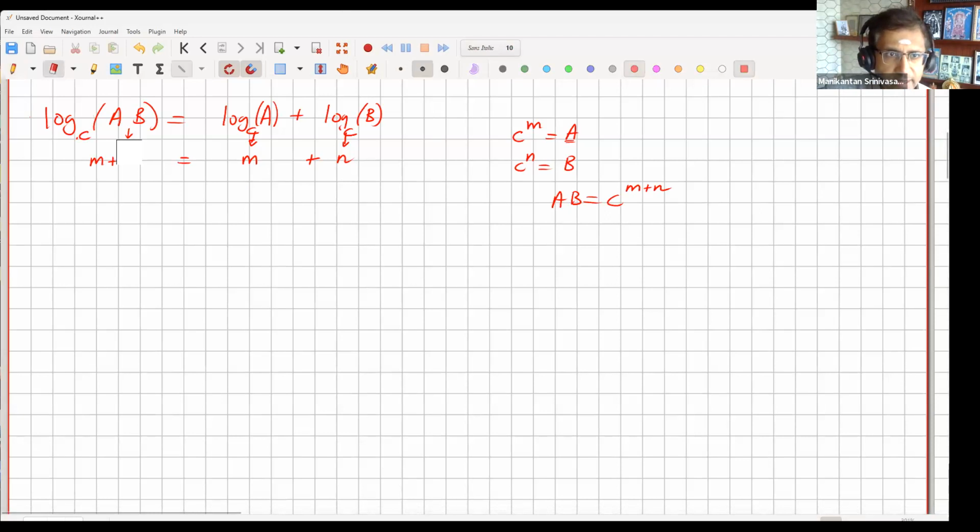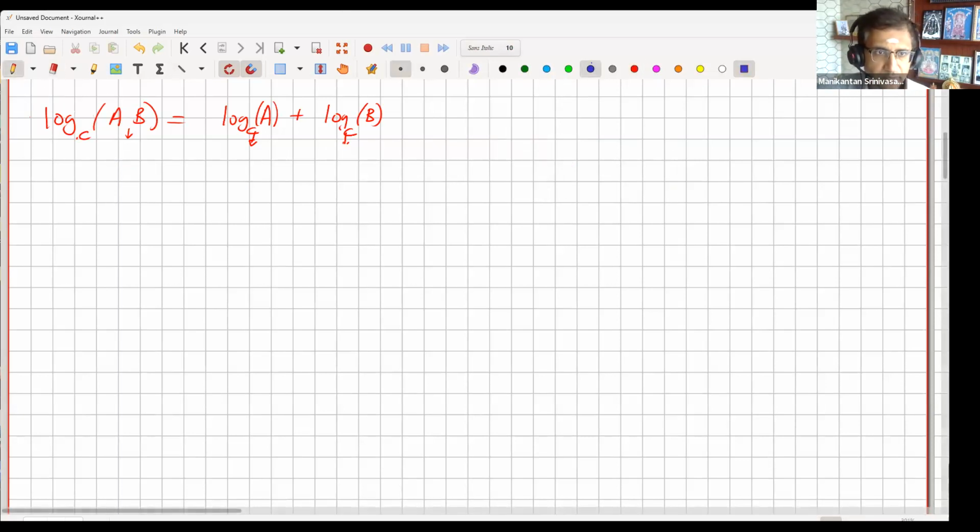Likewise, the division rule analogously would be log of A by B will be log A minus log B. Again, you can try proving it yourself using similar logic. A is C power M, B is C power N. If I do the subtraction here, it's M minus N. And here it's C power M by C power N. So C power M minus N is what A by B would be. And when you take it to the base C, the result will be M minus N. So you'll get M minus N equal to M minus N. I just went over it quickly, but you can try it yourself.